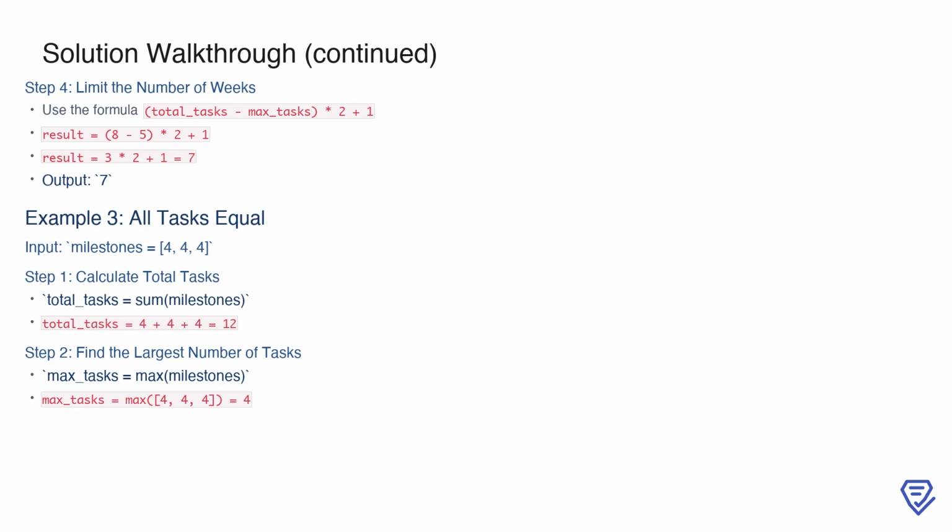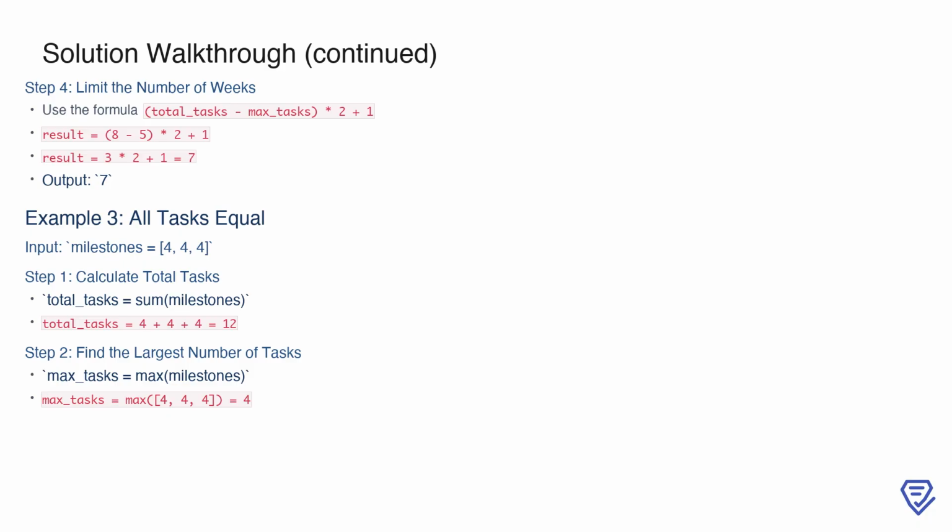The formula is the difference between the total tasks and the largest milestone, multiplied by 2 plus 1. Substituting the values, we take the total tasks of 8, subtract the largest milestone of 5, multiply the result by 2, and then add 1. This gives us (8 - 5) × 2 + 1, which simplifies to 3 × 2 + 1, resulting in 7. Thus, the maximum number of weeks we can work in this case is 7.